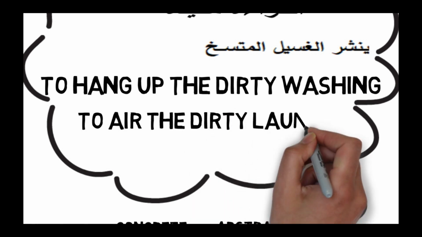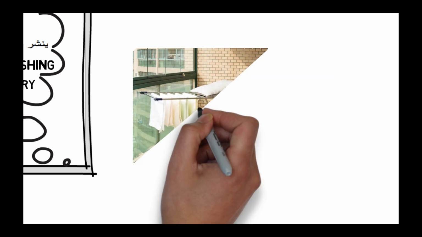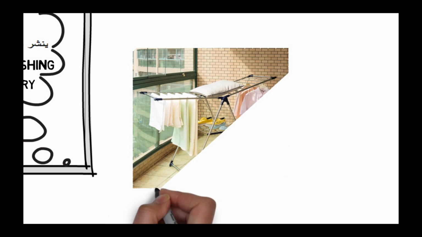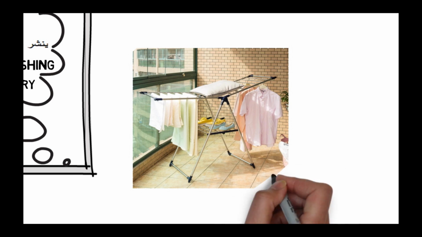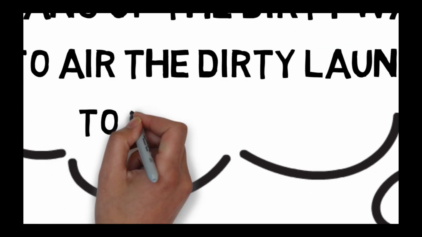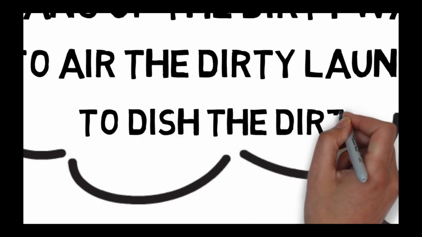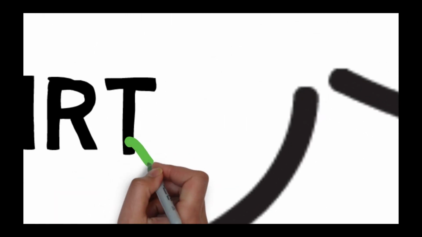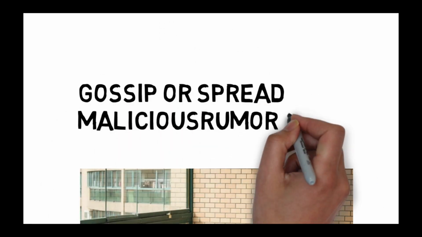This transition may not be easy to understand today in some countries, where they stopped hanging up the washing outdoors on the grass, for instance. Today, they have dryers, laundry drying racks. So, one can think of something similar, like to dish the dirt, or change to an abstract term, gossip, or spread malicious rumors or negative information.